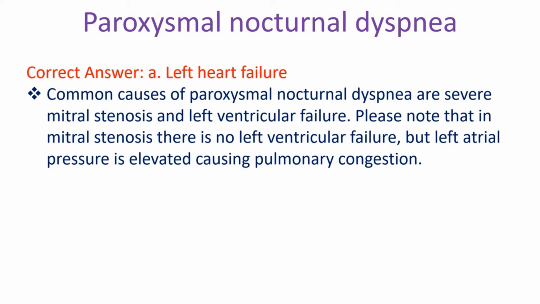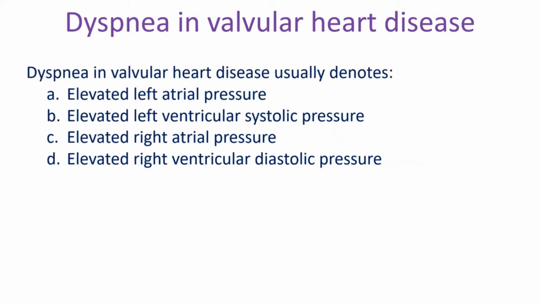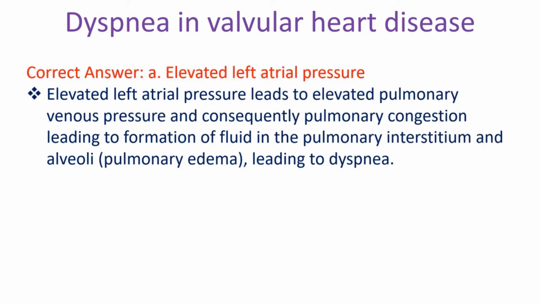Please note that in mitral stenosis, there is no left ventricular failure, but left atrial pressure is elevated, causing pulmonary congestion. Dyspnea in valvular heart disease usually denotes: A. Elevated left atrial pressure, B. Elevated left ventricular systolic pressure, C. Elevated right atrial pressure, D. Elevated right ventricular diastolic pressure. Correct answer: A. Elevated left atrial pressure. Elevated left atrial pressure leads to elevated pulmonary venous pressure and consequently pulmonary congestion, leading to formation of fluid in the pulmonary interstitium and alveoli, pulmonary edema, leading to dyspnea.